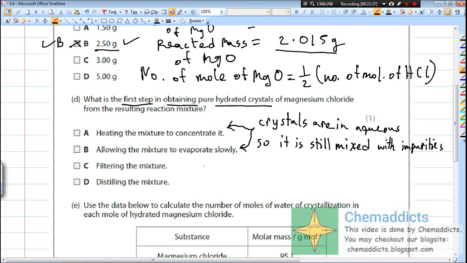So it is mixed with impurities. That is why we are going to ignore steps A and B. Now this is the actual option. This is the separation option.